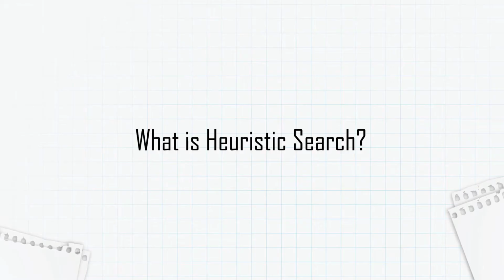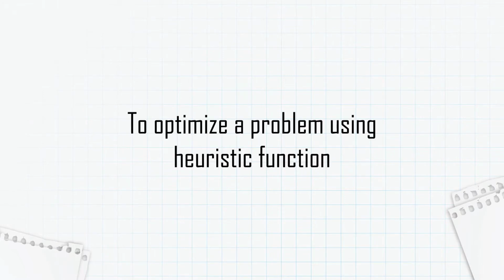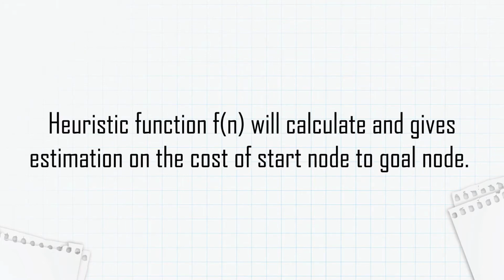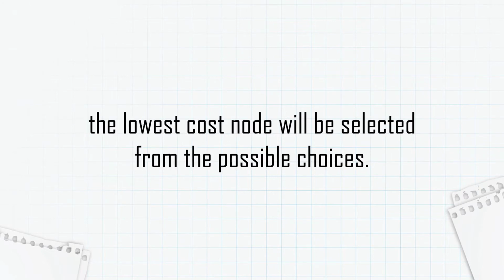Assalamualaikum and hello. My name is Iskandar Musa. So now I will be explaining what heuristic search is. Heuristic search is a process to optimize a problem using a heuristic function. The heuristic function will calculate and give an estimation of the cost from the start node to the goal node, and the lowest cost node will be selected from the possible choices.